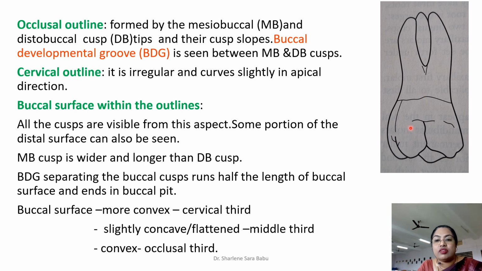Next is the buccal surface within the outlines. All the cusps are visible from this aspect, and some portion of the distal surface can also be seen. The mesiobuccal cusp is wider and longer than the distobuccal cusp, and the buccal developmental groove separating the buccal cusps runs half the length of the buccal surface and ends in a buccal pit. The buccal surface is more convex in the cervical third, slightly convex or flattened in the middle third, and again convex in the occlusal third.